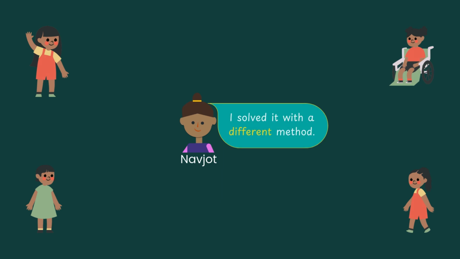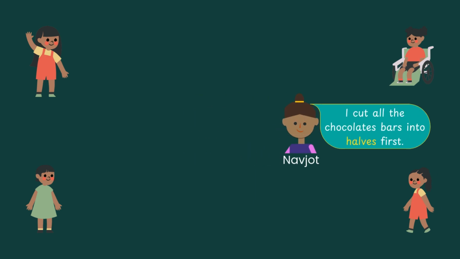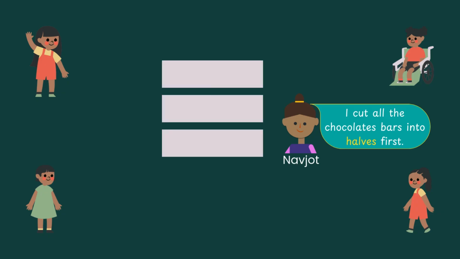Navjot, did you try a different method? Aha! Instead of cutting each bar into 4ths, you cut all the chocolate bars into halves first. Do you think that method will work? Pause the video and think about it.